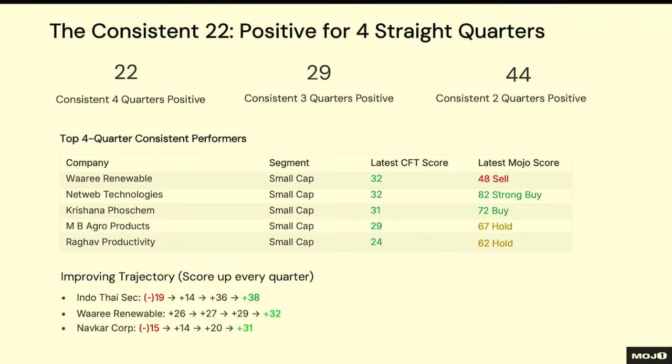Wari Renewables, plus 26, plus 27, plus 29, and now plus 32. And Navcar Corp minus 15, plus 14, plus 20, plus 31. It just tells you that there is an upward trend in certain companies that we are seeing, which is score up on every quarter basis.